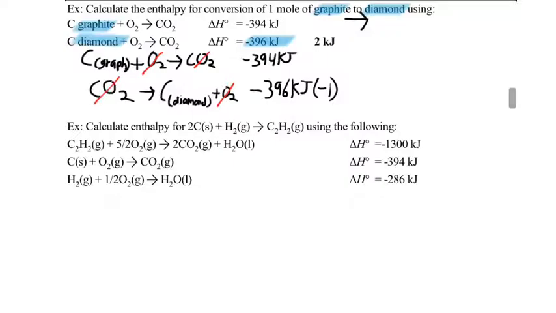So I see that overall the equation is graphite turning into diamond. And then I sum up my energies just as I summed up my chemicals. So that's negative 394 plus 396. So the answer is 2 kilojoules. Here I'm showing how you add up both things.